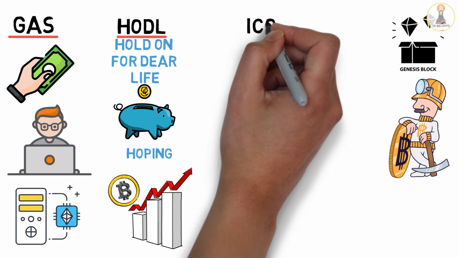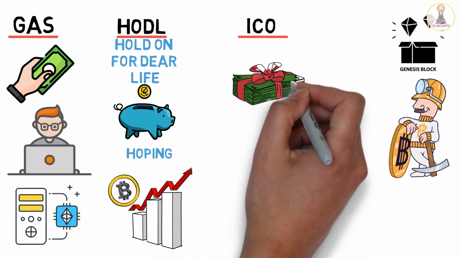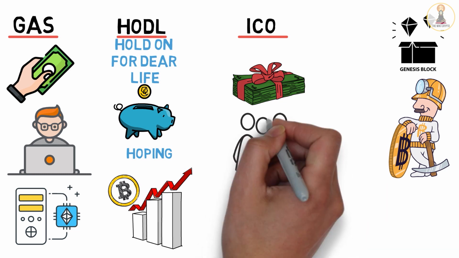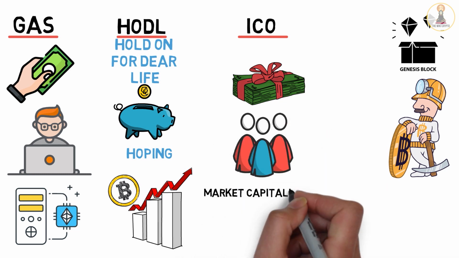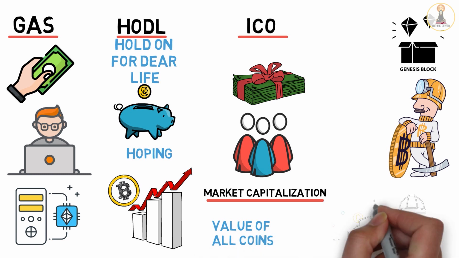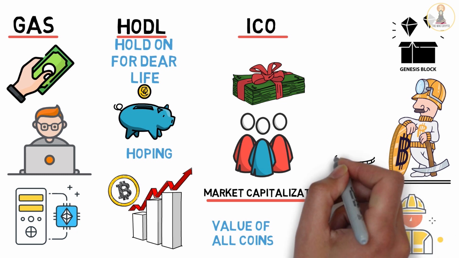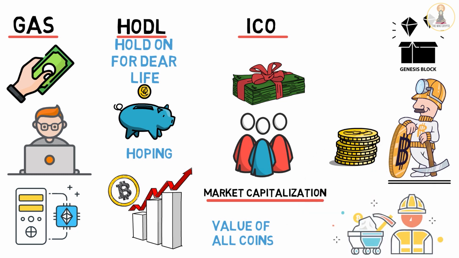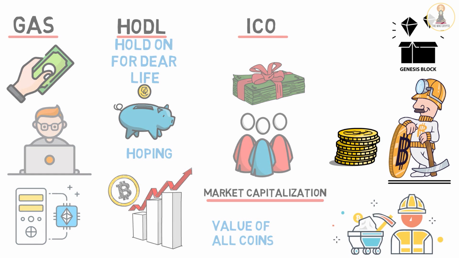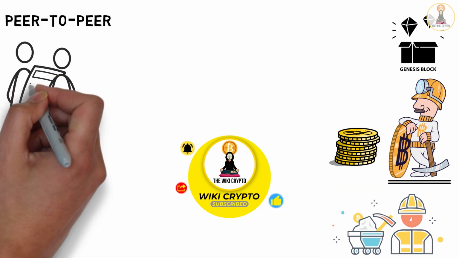Initial coin offering, ICO. This is a method of raising funds for a new cryptocurrency project through investors. Market capitalization. This refers to the total value of all the coins that have been mined. Mining. This is a process whereby new cryptocurrency coins are made available and a log of transactions between users is maintained. Peer-to-peer. This is when two users are interacting directly without third-party interference.